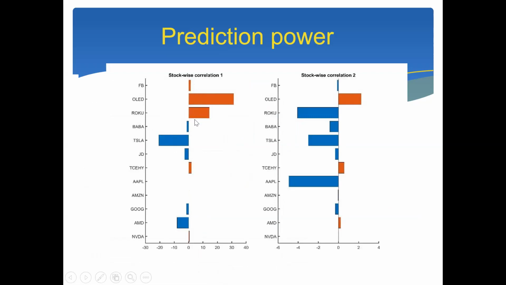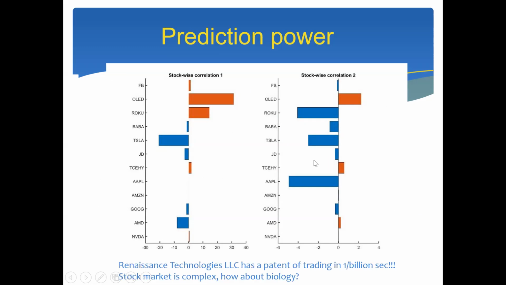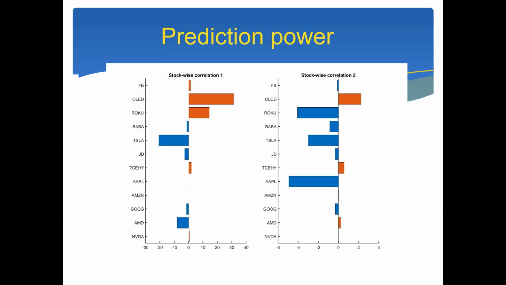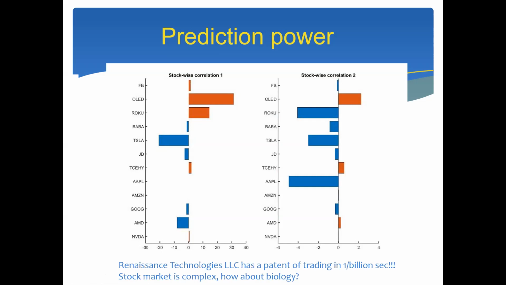But there is less stock that is correctly predicted than wrongly predicted stocks, right? So it is very disappointing that this model doesn't work, but why does a company make money out of the model? If we read a bit more about this company, they have recently applied for a patent that they can finish trading in one billionth of a second.